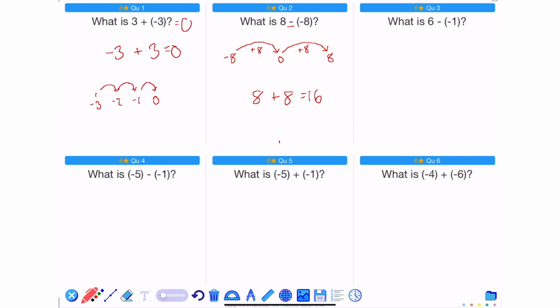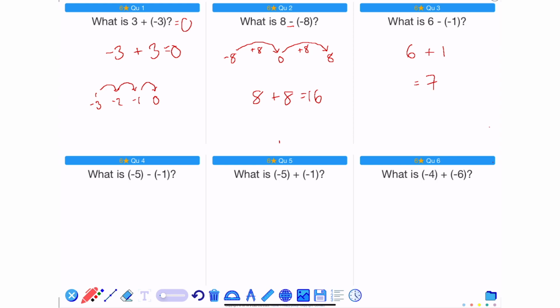Applying the same rule to question 3. 6 take away negative 1. This will be the same as 6 add 1. So when I'm taking away a negative, it will be the same as adding on the number. 6 add 1 is 7.